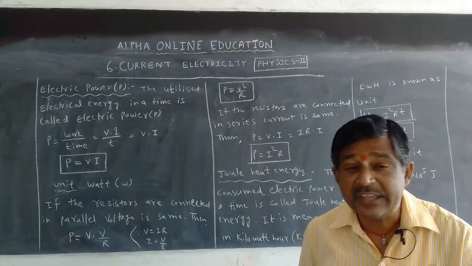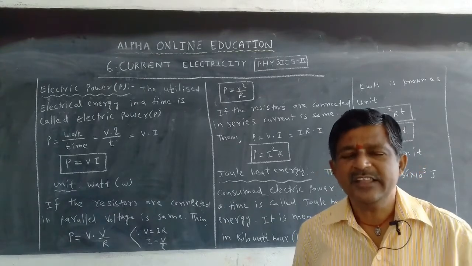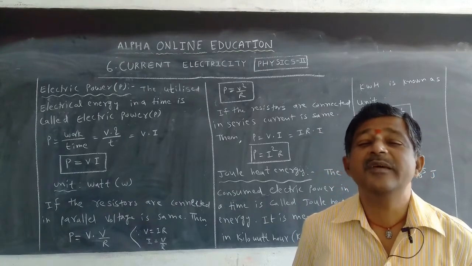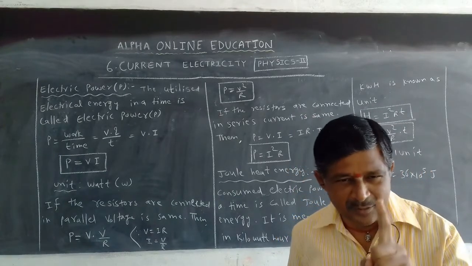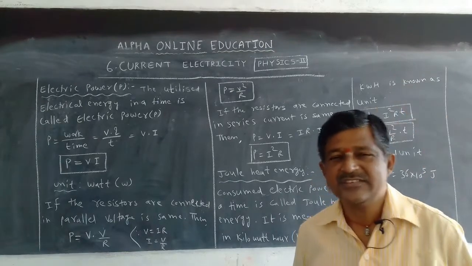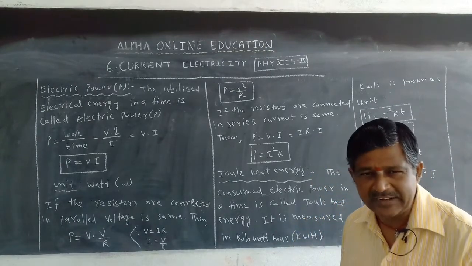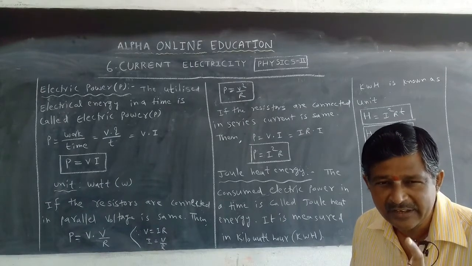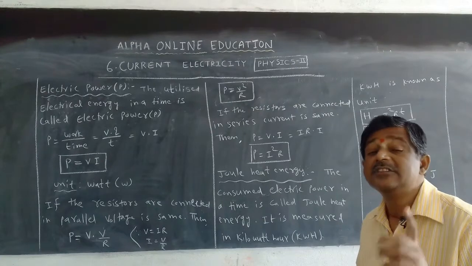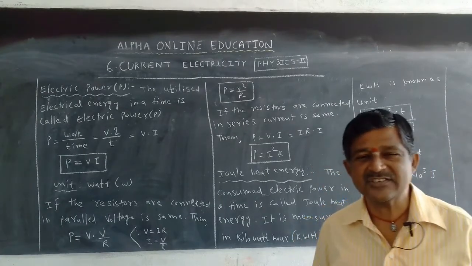We are not giving any flame. Even though, the heat energy is ejected from electrical power. That's why the electrical power consumed in a time is called Joule heat energy. But the electrical power consumed in a time is measured in kilowatt hour. This kilowatt hour we can use in our daily life as units.